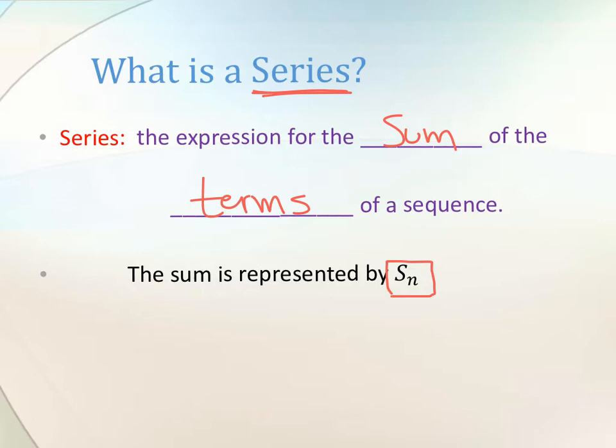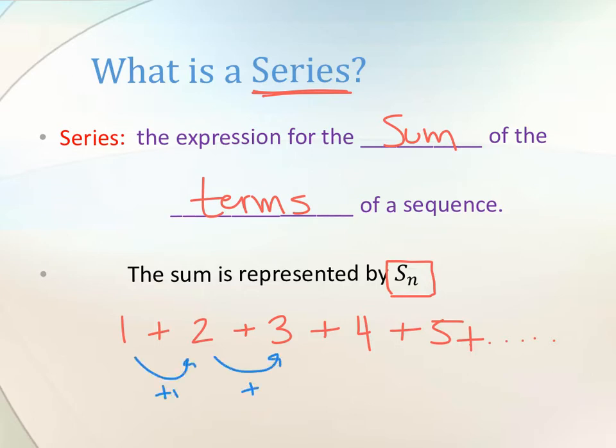So for example, if we see a sequence, it would look like this: 1 plus 2 plus 3 plus 4 plus 5 plus and on and on and on. As you can see, as we go from number to number, we're adding 1 every time. But what we're basically doing is taking that sequence that we already know and then adding up all the terms, and that's what we call a series. So it's the expression for the sum of the terms of a sequence.